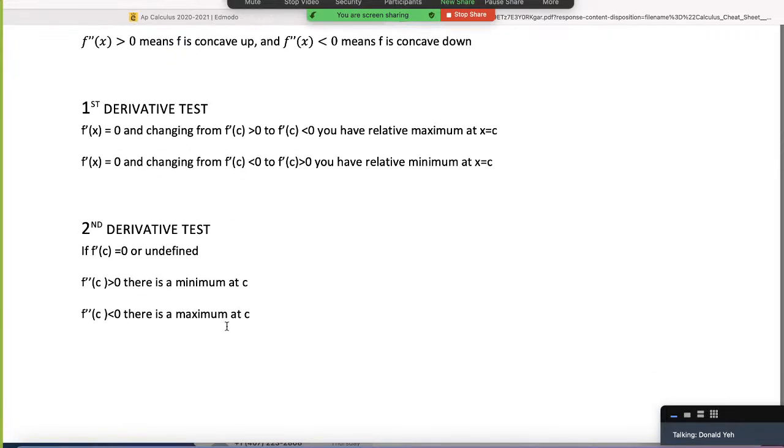Second derivative test: if f double prime of c is greater than 0, that means it's a minimum. Why? Because it's concave up. If it's concave up, it must be a minimum. If concave down, it must be a maximum. At c, c is a critical value. c represents the critical value in this case.